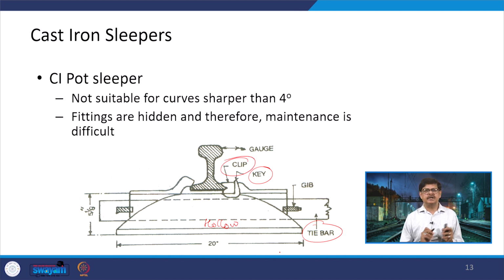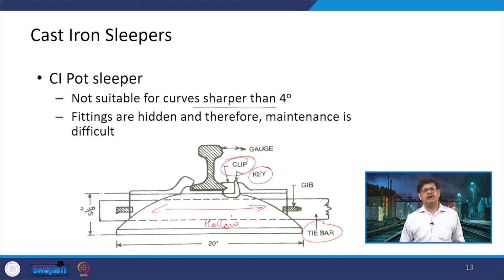So, more or less the similar condition is there as we have talked about in the case of a steel trough sleeper, but it has been observed that this particular sleeper is not suitable for curves which are sharper than 4 degrees, and fittings are hidden, and therefore maintenance was difficult because it is going inside. As you can see in this area, it is inside.